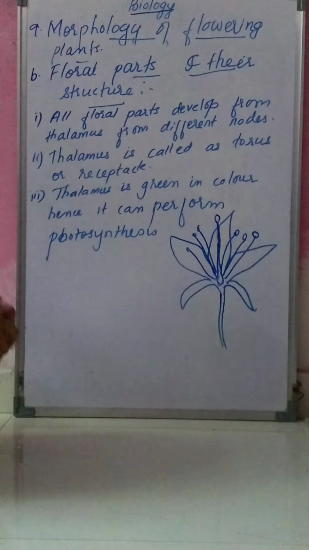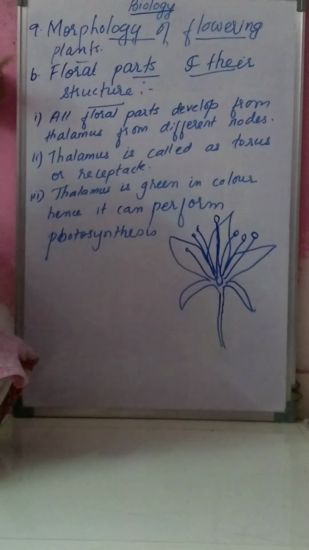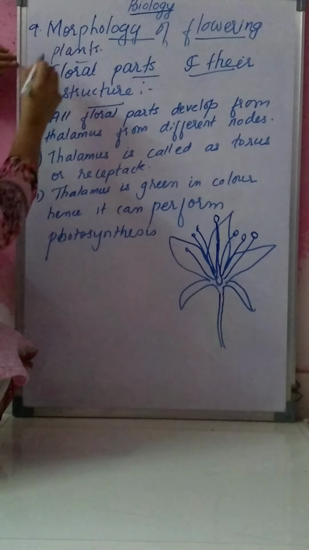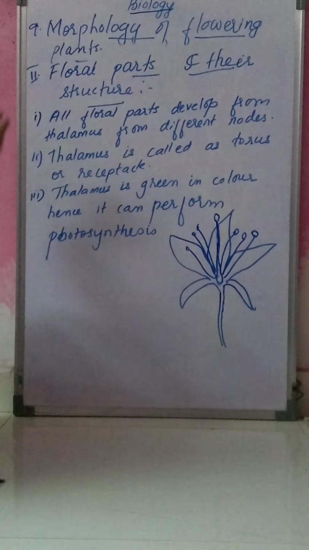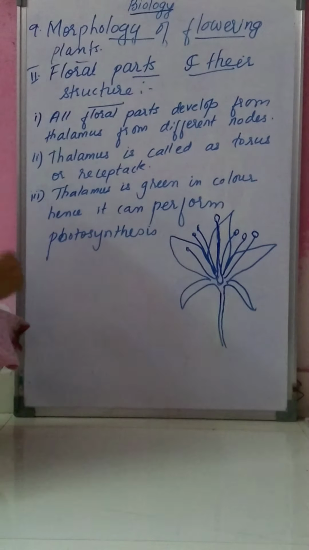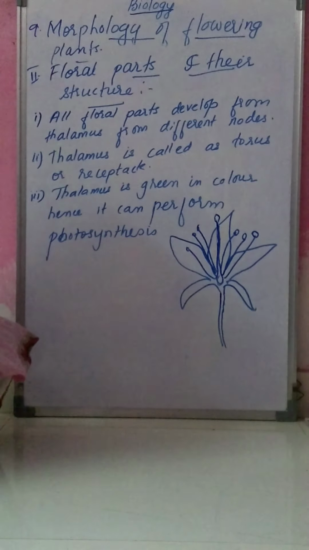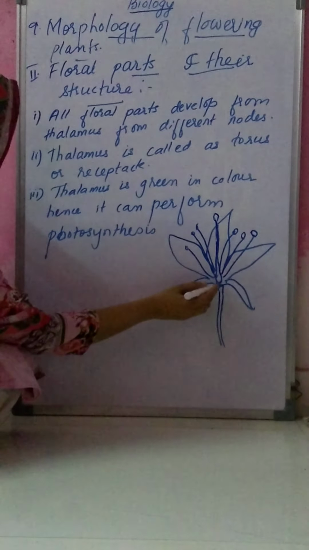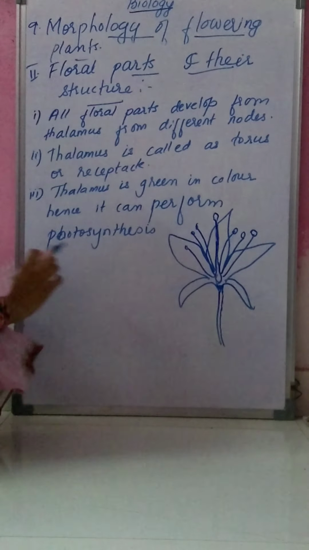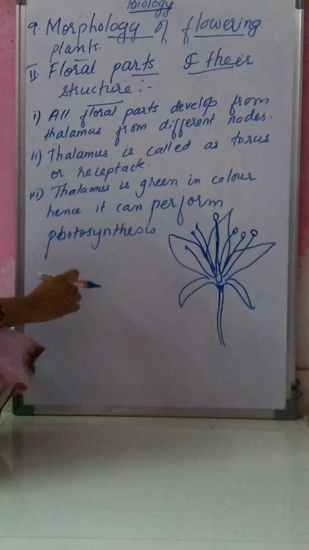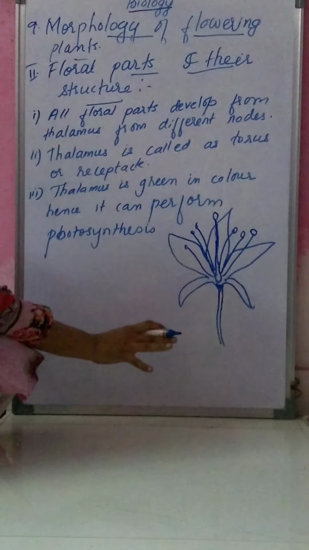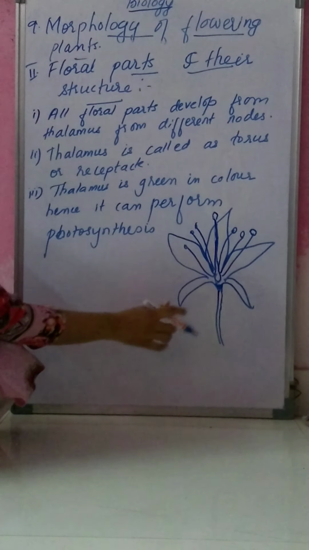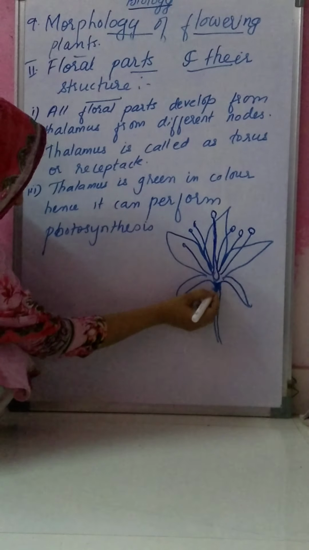First we studied insertion of floral whorls. Part 1 was insertion of floral whorls. This is part 2, that is floral parts and their structure. Before studying floral parts, first we will study the thalamus. Why is the thalamus more important? Because all four floral whorls develop from the thalamus.